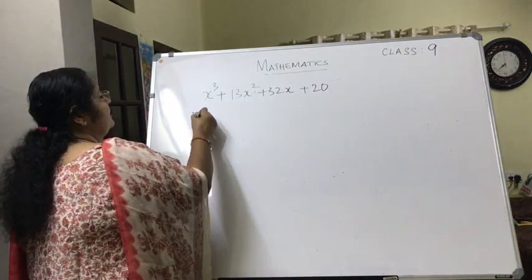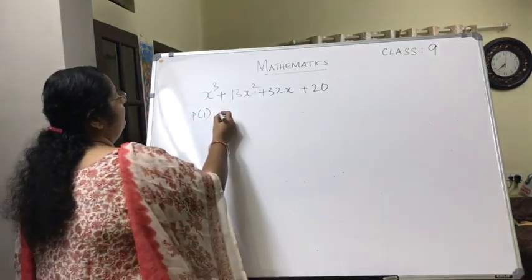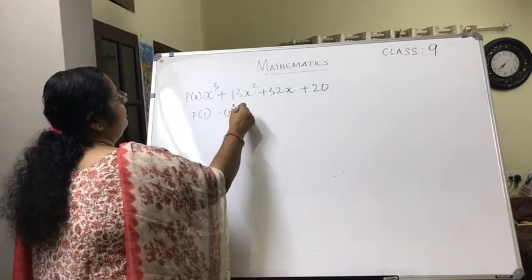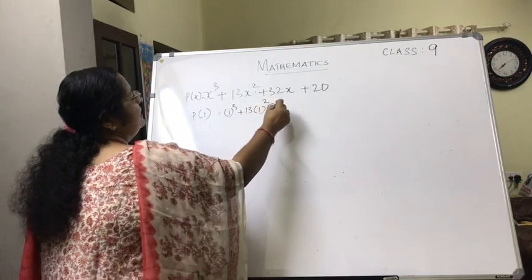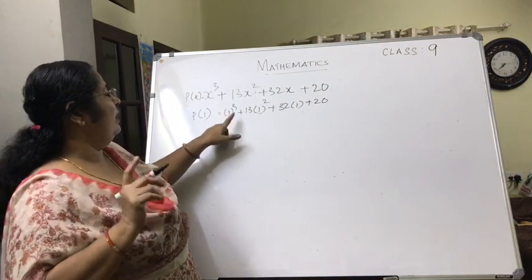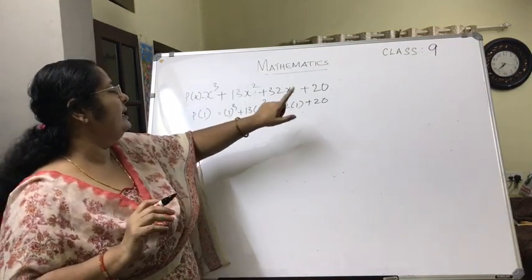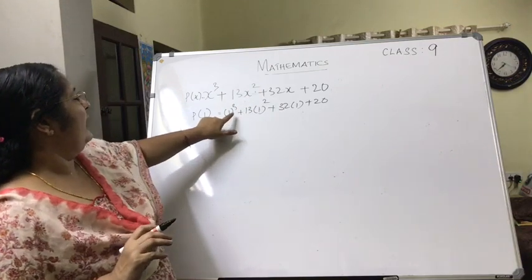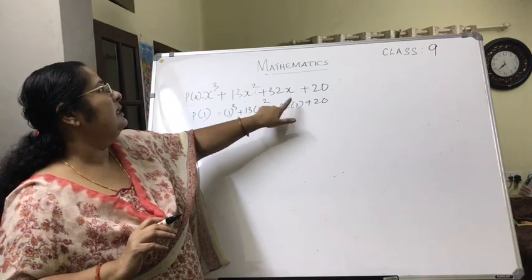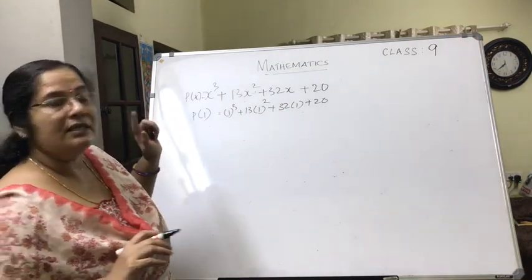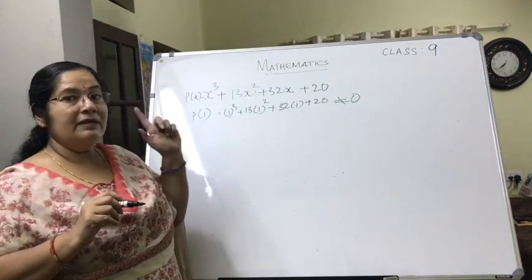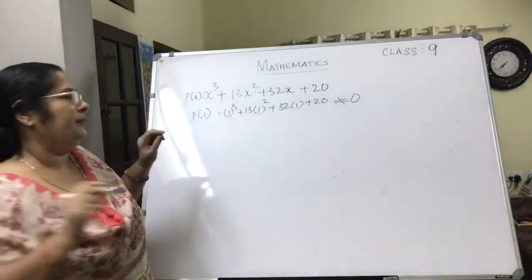Let us first find what is P of 1. P of 1 will be equal, this is P of x. So P of 1 will be equal to 1 cube plus 13 into 1 square plus 32 into 1 plus 20. See, 1 cube is 1, 13 into 1 square is 13, 32 into 1 is 32 plus 20. So this will be 1 plus 13, 14, 14 plus 32 is 46, 46 plus 20 is 66, which is not equal to 0. So we are going to find out when it will become 0. So here P of 1 is not 0. Let us go for the next.